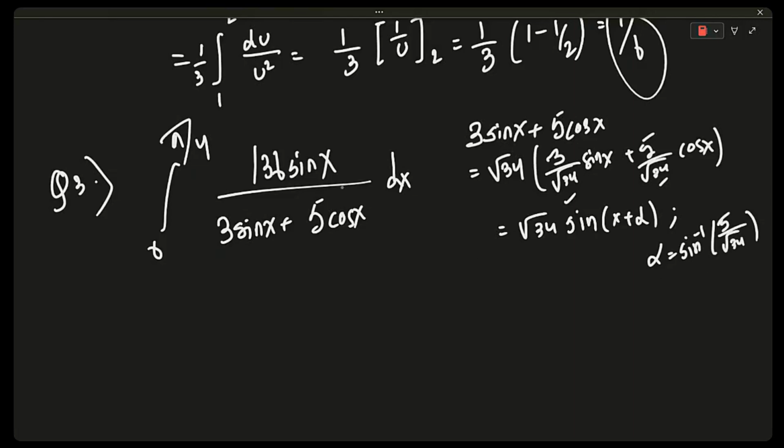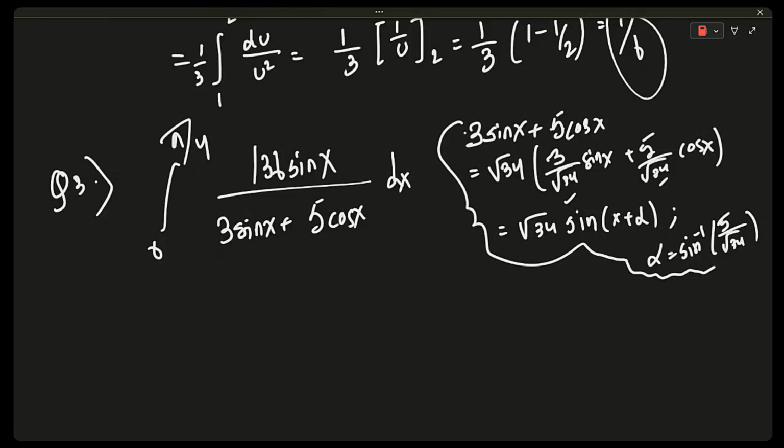So you get a sin x by sin of x plus alpha. You get this expression. If you want that, you can do it like this. Yes, I actually wanted to convert it in that form. So this is how you convert. You simply divide by root over a square plus b square, where a and b are your coefficients.